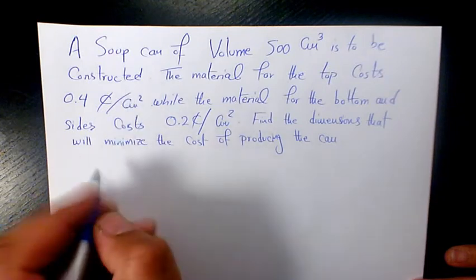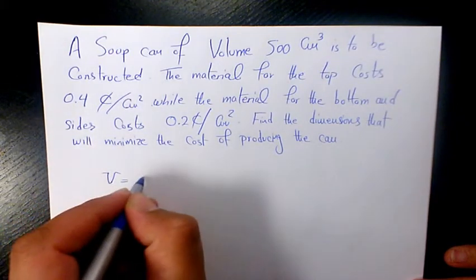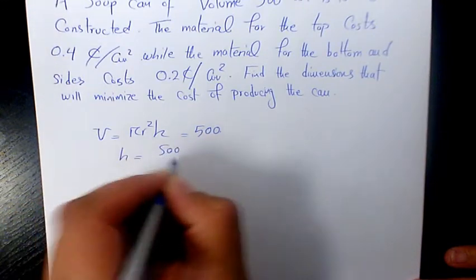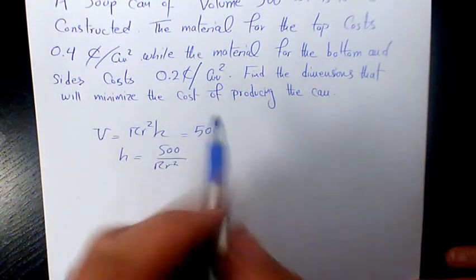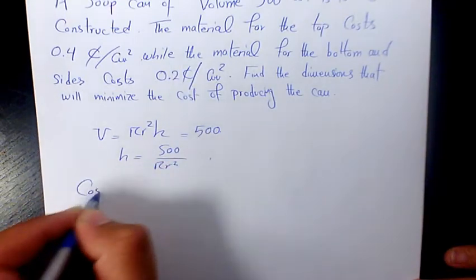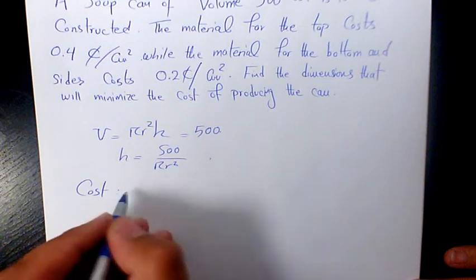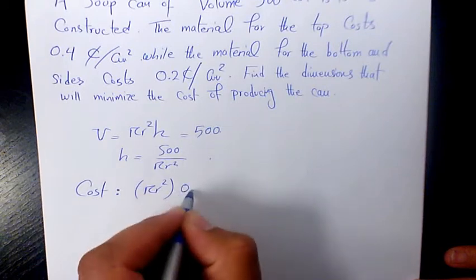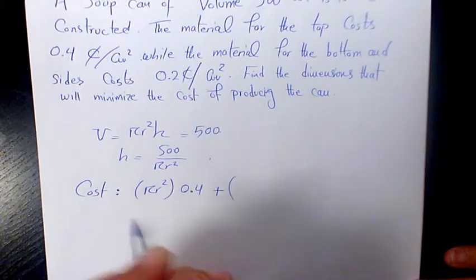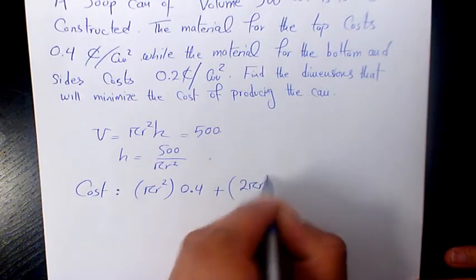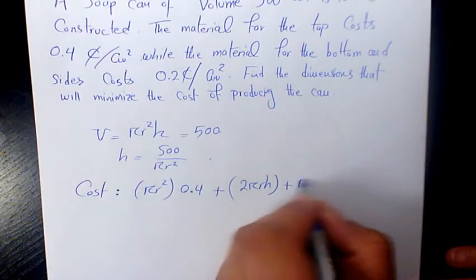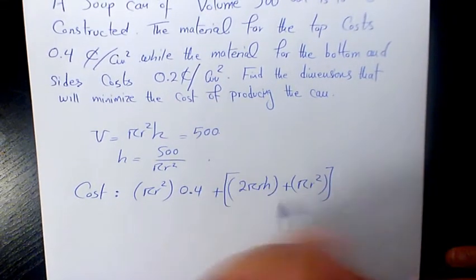So the volume is going to be pi r squared times h, which is going to be equal to 500. So h will be 500 over pi r squared. The cost is going to be, for the top, which is pi r squared, it's going to be 0.4, plus the sides, which is 2 pi r h, plus the bottom, which is pi r squared, times 0.2.